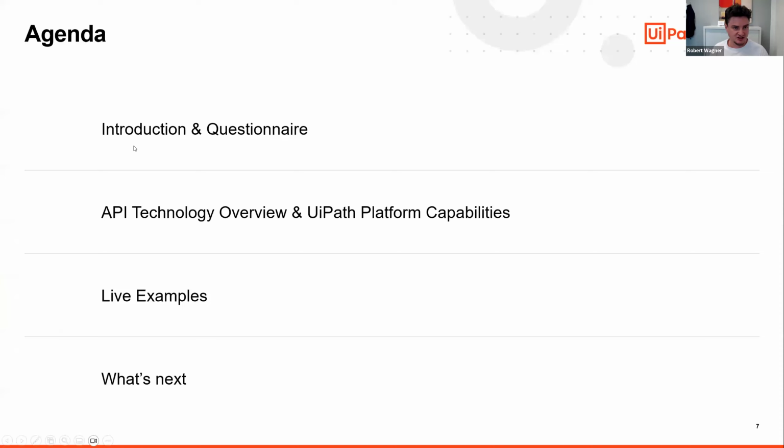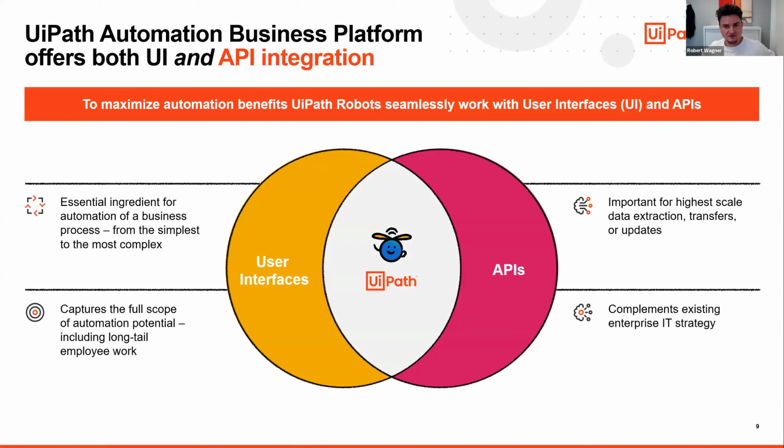I'll do a quick introduction, and we already had the questionnaire. The introduction will be about why we are doing API automation, because RPA is very often centered on UI automation. Then I will give an overview of the API technologies and what the UiPath Platform capabilities are, so you understand what to do with which feature or component. The biggest part will be live examples, and in the end, I will give a quick outlook on what's next. In case you're interested, you're more than welcome to join other sessions.